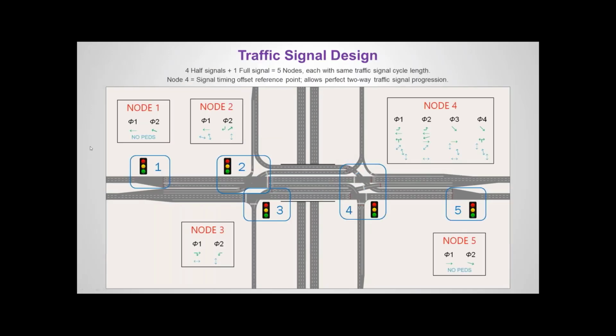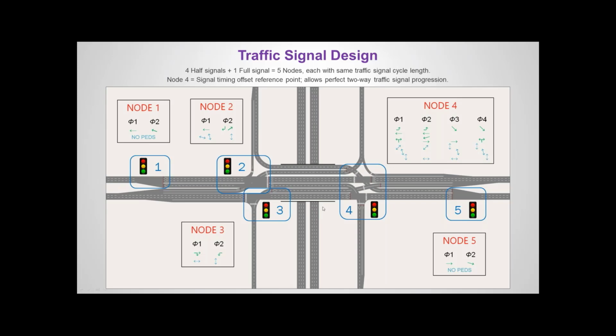And here's the basic traffic signal design of the displaced DDI. You can see here that there's a total of 5 nodes, or 5 distinct intersections. Each node has 2 critical phases, so this definitely provides an advantage over other designs which may have to use 3 or 4 critical phases. You can see here that nodes 1, 2, 3, and 5 are half signaled, meaning that they only control one direction of the arterial as opposed to 2. Node 4 right here is a full signal, which means it controls both directions of the arterial.